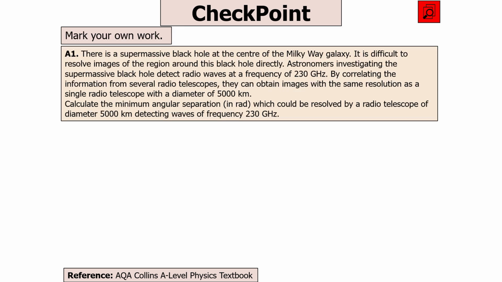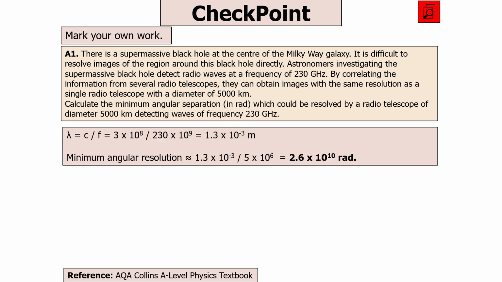Right, in this one, how can we work it through? Well, we know the wavelength is going to be c over f, because it's an electromagnetic wave, c is 3 times 10 to the 8. We've got f, it's 230 gigahertz. We turn that into hertz. So we get a wavelength of the radiation source.